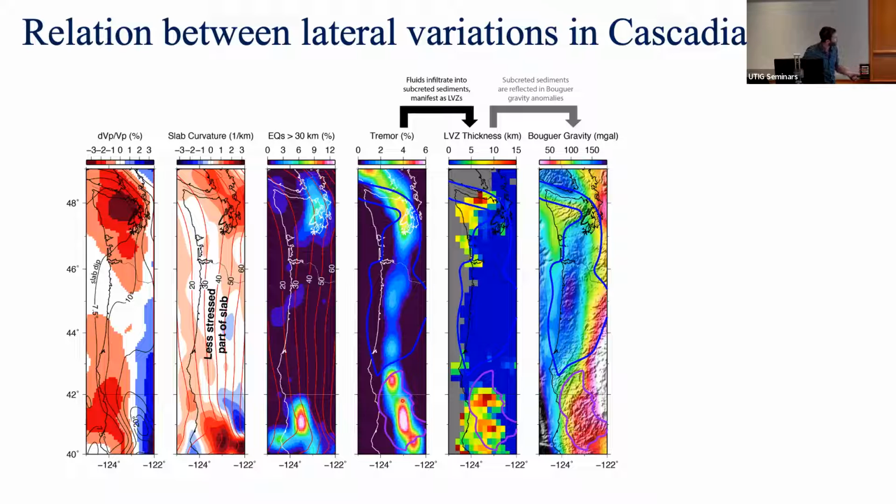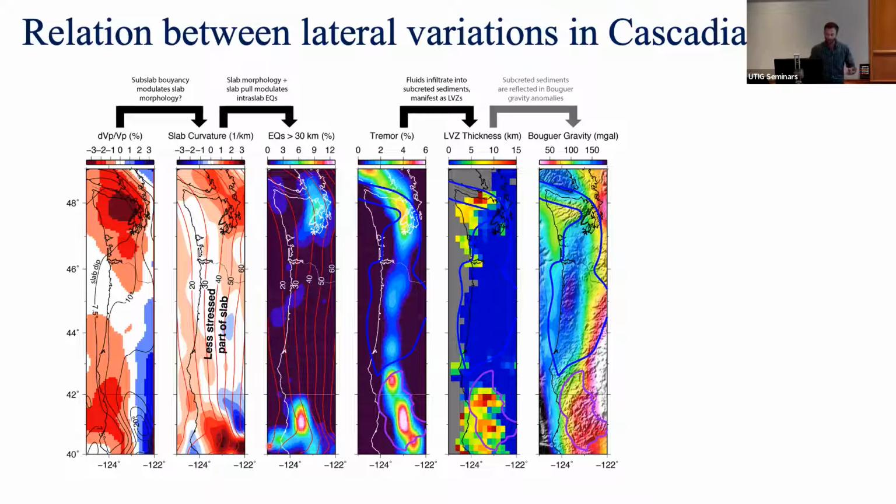Northern and southern Cascadia have very shallow slab dips. So these subslab buoyancy anomalies seem to be modulating slab morphology. When we calculate the curvature associated with these, we see that that curvature correlates really well with these regions that have higher amounts of intraslab seismicity.